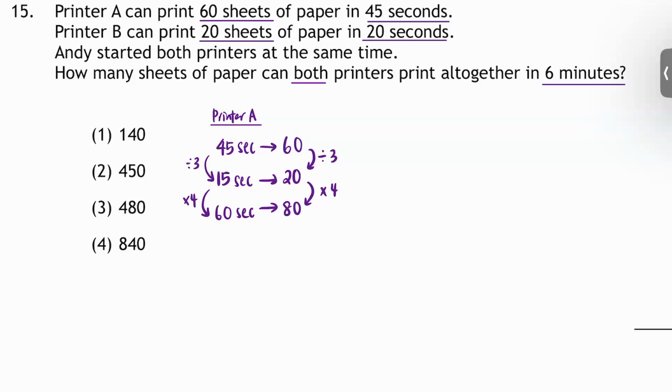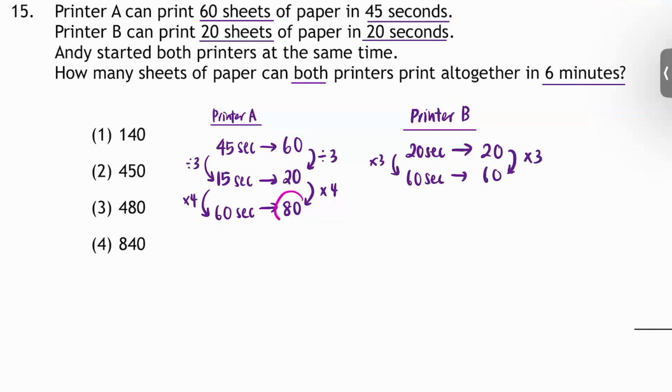Why does that help me out? Because with 1 minute, I can get to 6 minutes easily later. So then let's focus on printer B now. For printer B, 20 seconds can print 20 sheets. So we're trying to get to 60 seconds. You could try to find 1 second, but that will not be as useful as just immediately going to 1 minute, which is 60 seconds. So I'll multiply by 3, and I'll get 60 sheets.